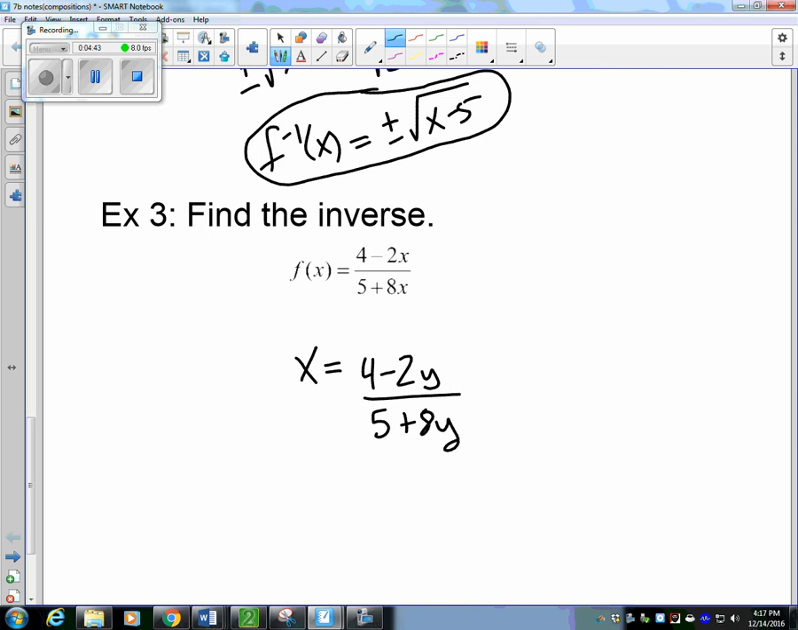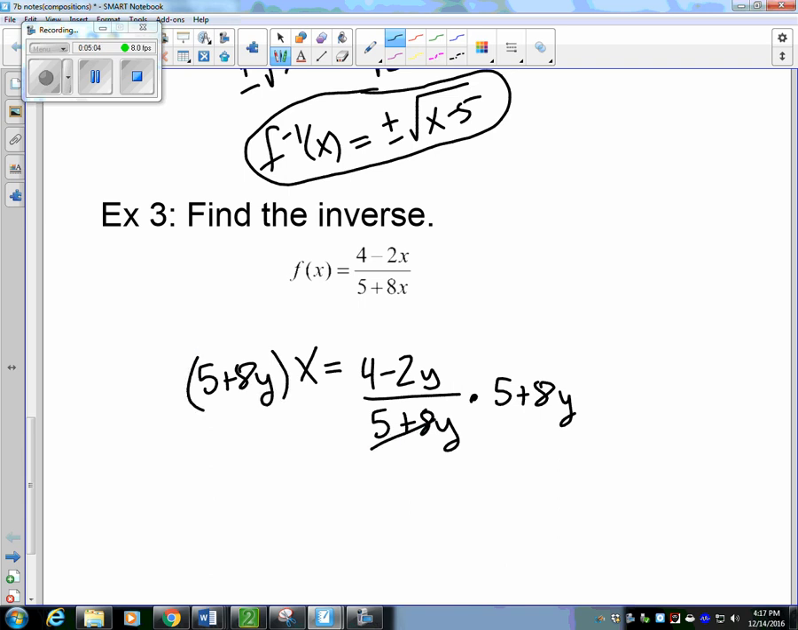Alright, so now we have a division. I hate division, so let's get rid of it. Opposite of division, you need to move. If you're solving for a variable, you need to move it out of the denominator. So to do that, you multiply by 5 plus 8y.